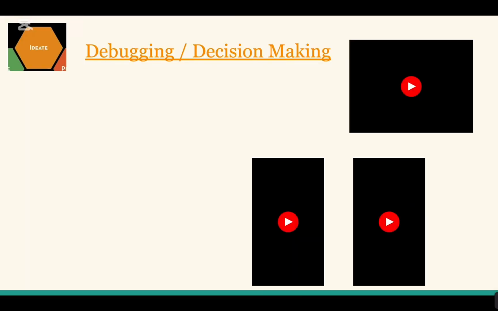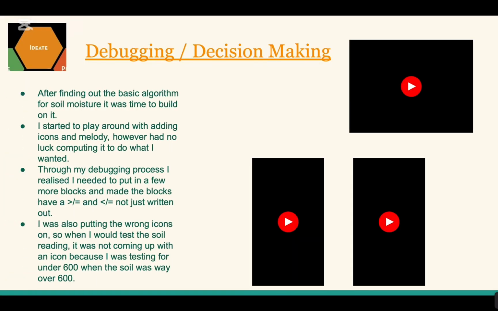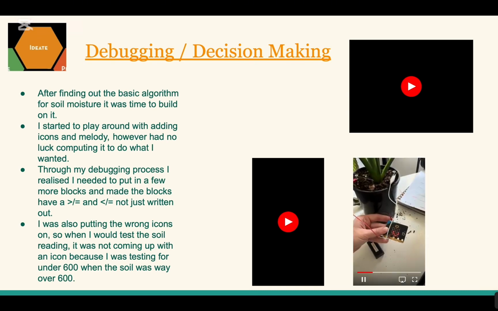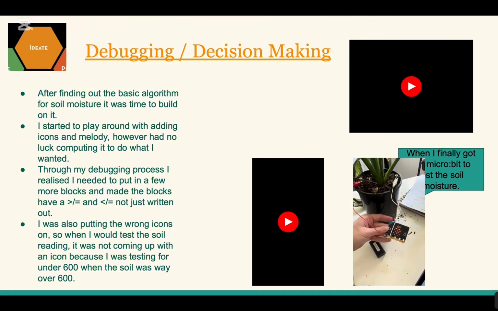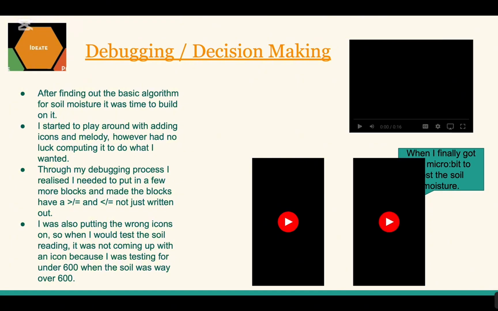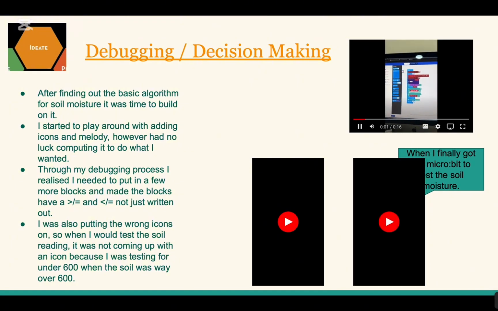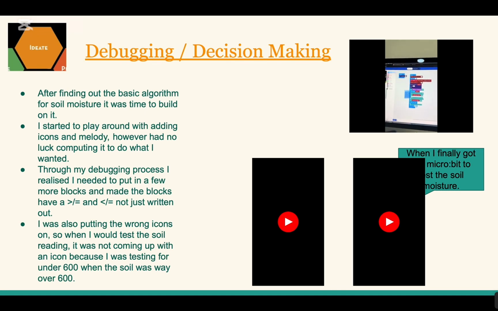Through the debugging process, I came up with lots of different ideas and decided to add icons to remind her when to and when not to water her garden, as well as a melody, so that it was a lot more clear for her.